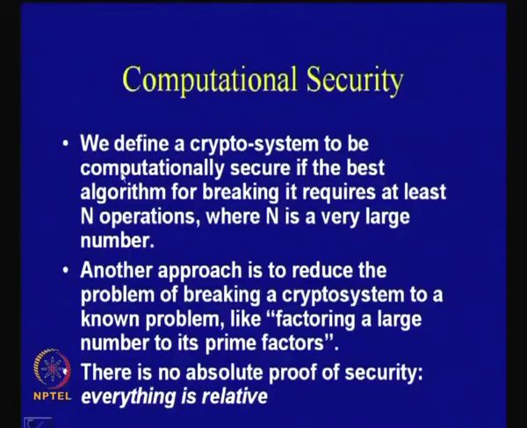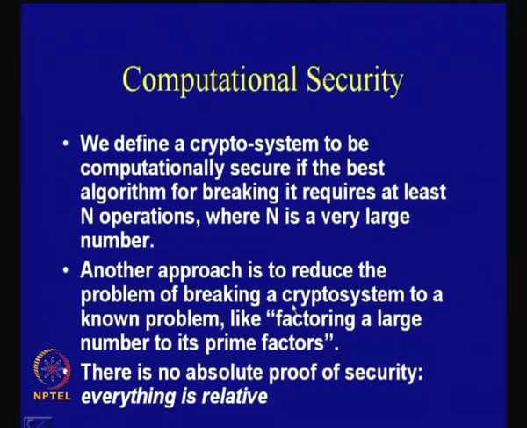We will try to make this idea more clear as we proceed. So we define a crypto system to be computationally secure if the best algorithm for breaking it requires at least n operations, where n is a very large number. Another approach often taken is to reduce the problem of breaking a crypto system to a known problem, like factoring a large number into its prime factors. It is often assumed that factoring a large number into its prime factors is a quite hard problem.